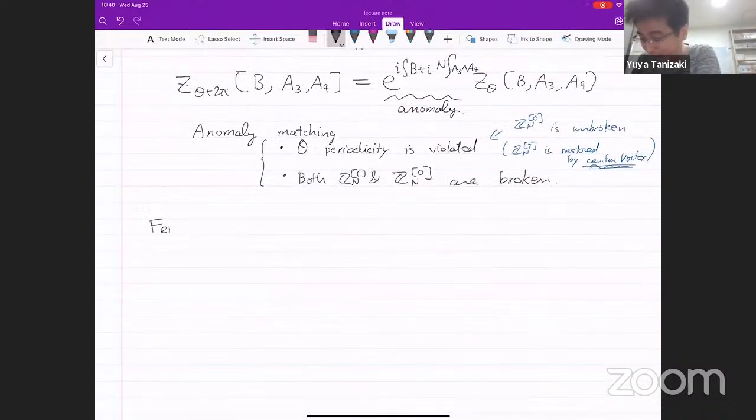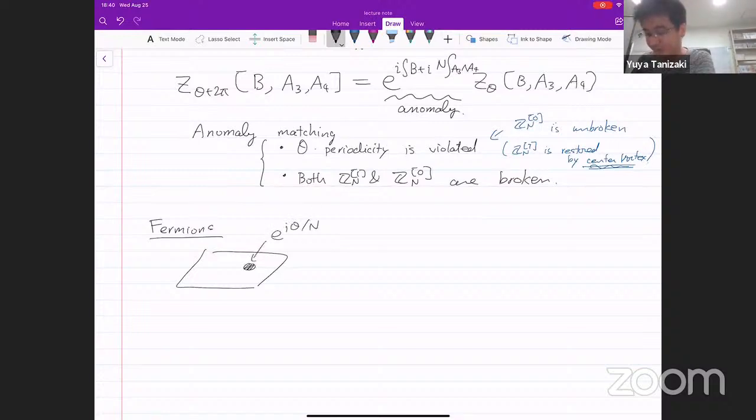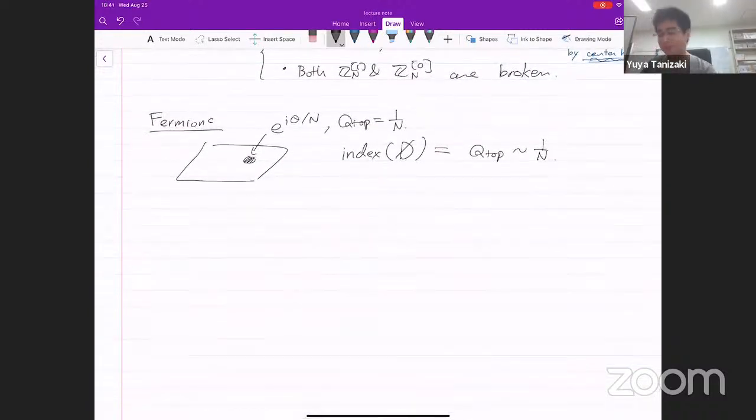And very briefly, if we introduce fermions, for example, if we consider T^2 compactification with 't Hooft flux, and we have a center vortex, this has a fractional theta dependence, in other words, Q topological is 1 over N. So if we consider an index of the Dirac operator, or the number of fermionic zero modes, it should be proportional to Q topological. So the number of fermionic zero modes should be fractionalized. And in order to have this kind of fractional zero mode, there are two interesting possibilities. One of them is just having adjoint fermion.